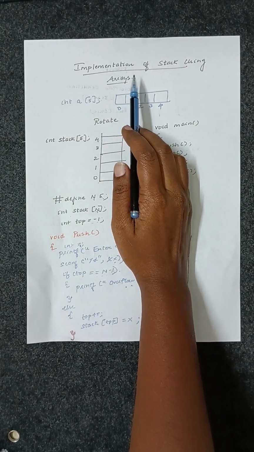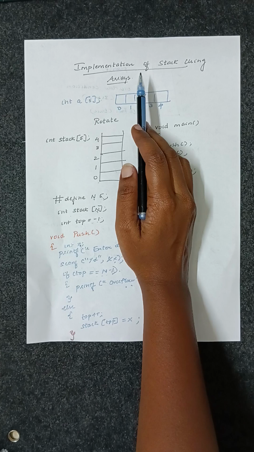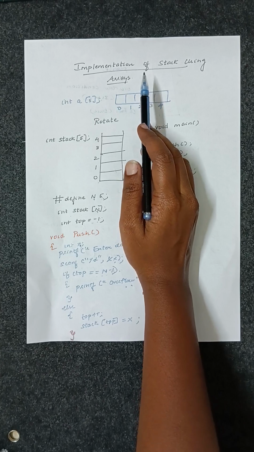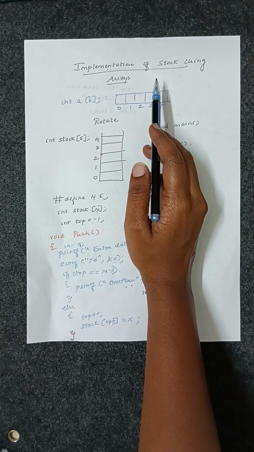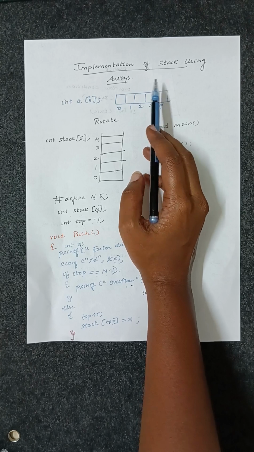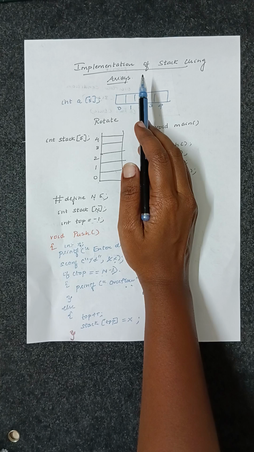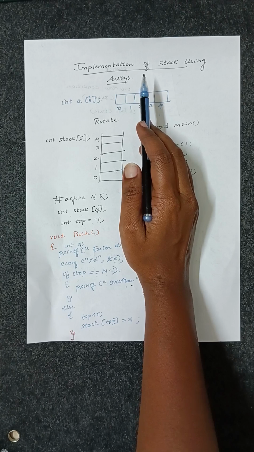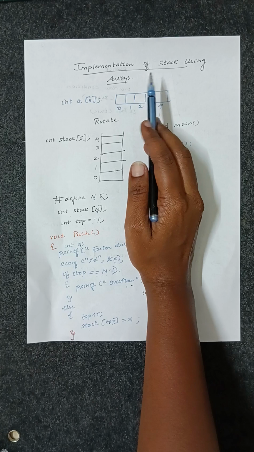In this video, we'll be learning about the implementation of stack. In the previous video, we learned what a stack is, what the operations of stack are, how the operations are performed, and the applications of stack. So in this video, a stack can be implemented in two ways, either using static memory allocation or dynamic memory allocation.